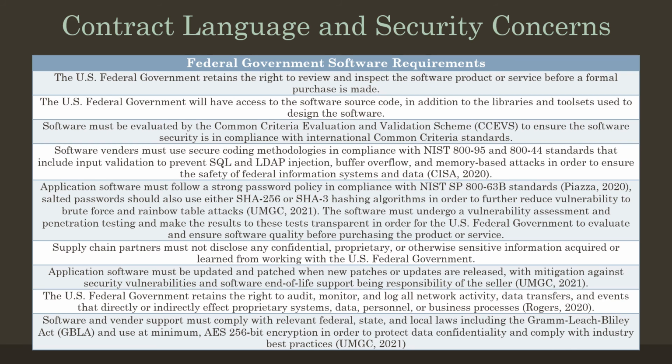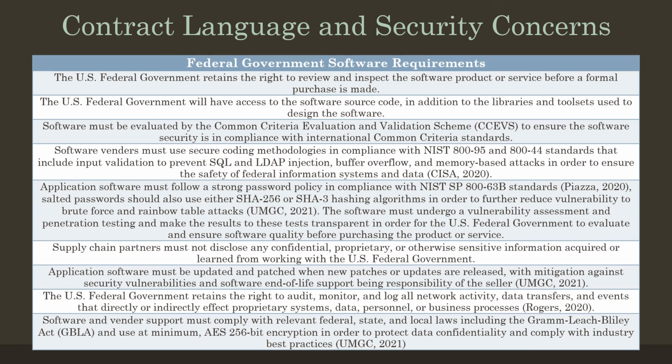That's really important, right? We need to ensure we're not just going to take the vendor's word for it. We need to ensure that the software is compliant with our security standards, right? And then we also need to have access to the software source code in addition to the libraries and tool sets used to design that software, right? This is if we're purchasing commercial software. We go down the list here, a lot of NIST standards that vendors and business partners need to be in compliance with in order to work with the U.S. federal government.